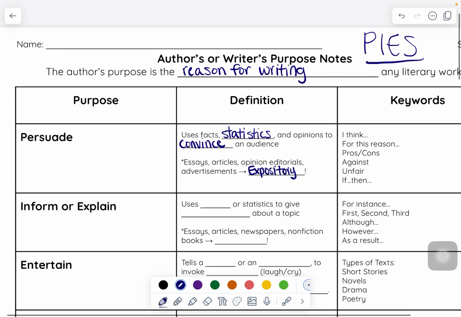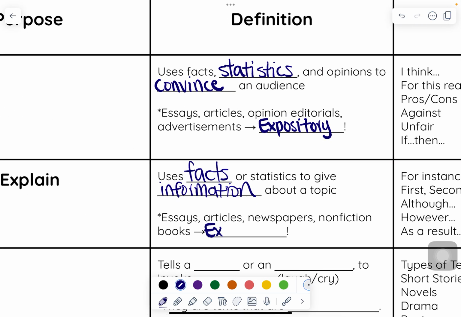Our next one that we're going to have is inform, so that'll be your I. So I'm going to underline the first letter of each one. Now, inform could also be explaining, but when it comes to the word PIES, we want to think about inform as the I. So this also uses facts or statistics to give information about a topic. Essays, articles, newspapers, nonfiction books, these are also considered expository.